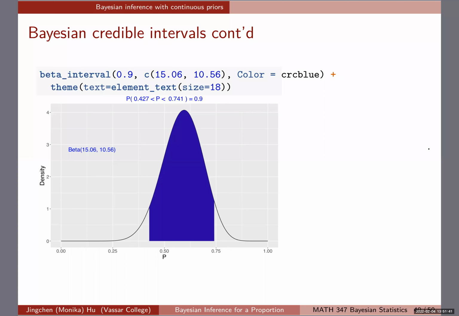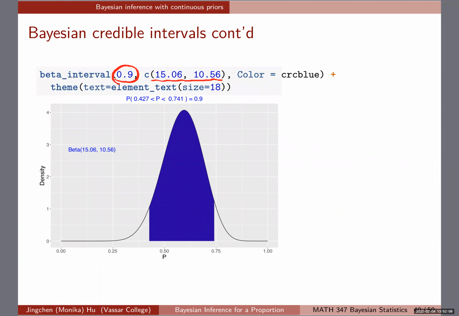So how can we do that? The prob-based package, once again, has a handy function. It's called beta interval. And you can see that it has the shape parameters as input, and it also has one additional first input, which is the credible level that you want to get. So here, if we want a 90% interval, we just put 0.9 over here, and then you have your regular shape parameter inputs, the color and everything.